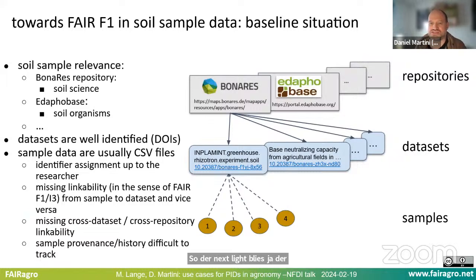There is another use case, which is soil sample data. Within our consortium, we have different repositories and research data infrastructures dealing with soil data. There is the Bonares repository or the EDAFO-based repository on soil organisms. Usually within these repositories, the datasets are already well identified, but the sample data are often CSV files. And it really makes it difficult to manage this because identifier assignment is up to the researcher. You don't have linkability between different datasets, so it's also difficult to track the sample provenance and history of samples. And if you move on to the next slide.